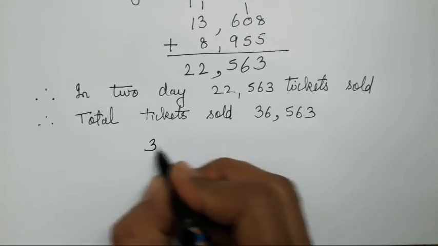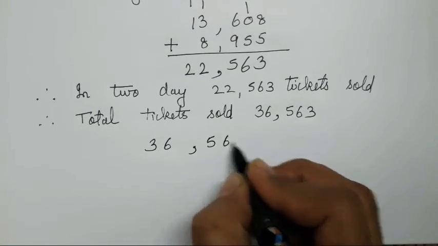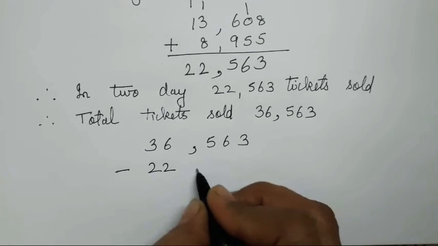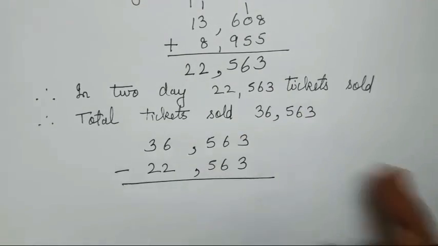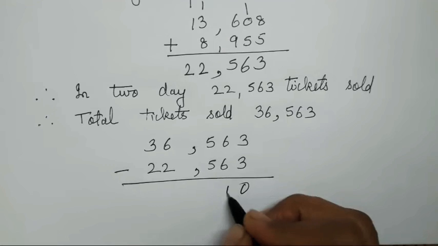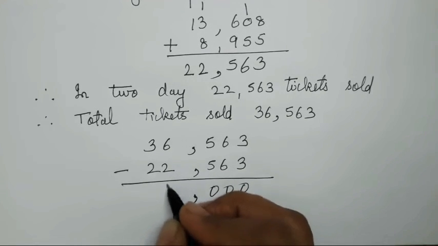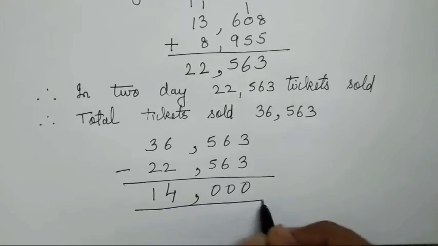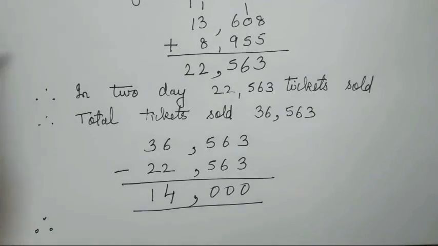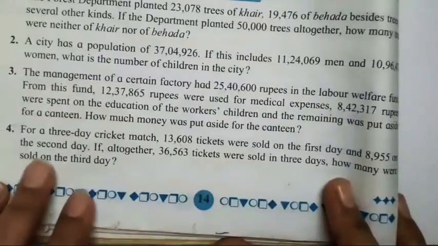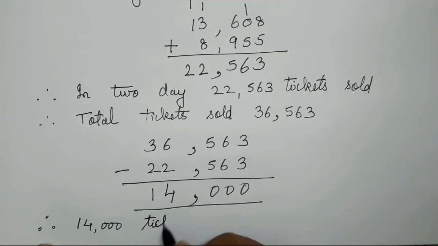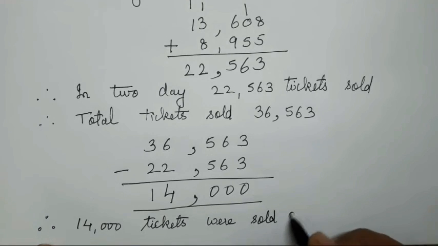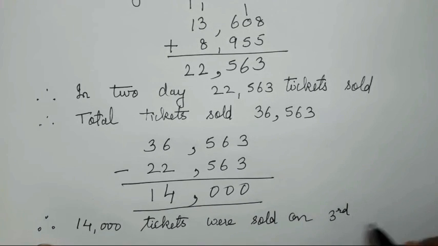I will subtract it over here. Bigger amount you all have to always write above. 36,563 minus 22,563. Okay, 563, yes, that's the only amount. So it is very easy in this way. 6 minus 2, 4, 3 minus 2, 1. Okay, so therefore, what was the question asked? How many tickets were sold on the third day? So therefore, 14,000 tickets were sold on the third day.